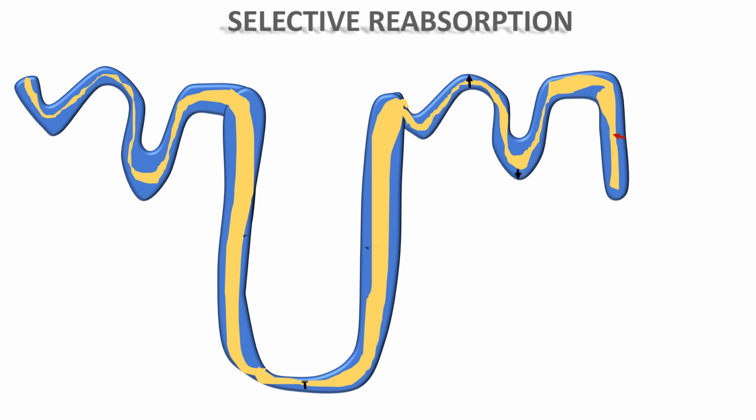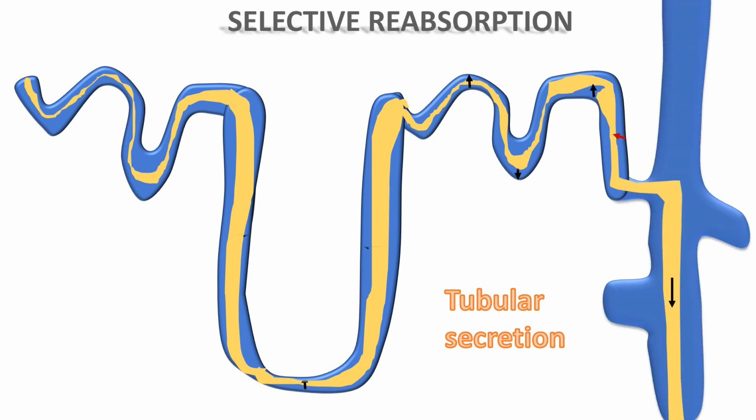A small amount of material which is harmful for the body enters the renal tubule and enters the glomerular filtrate. This process is called tubular secretion. After both of these processes are done, the fluid enters the collecting duct and now it is called urine.